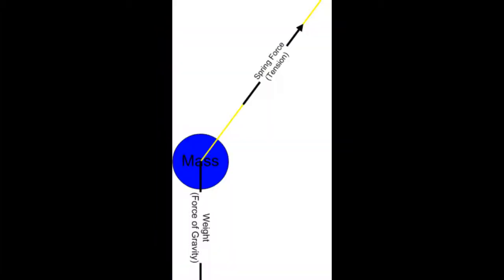This video is about constructing a computer model for the motion of a spring mass system which oscillates as shown. The forces acting on the system are the force of gravity, which is a constant force, and the tension in the spring, Fs, which is a varying force.